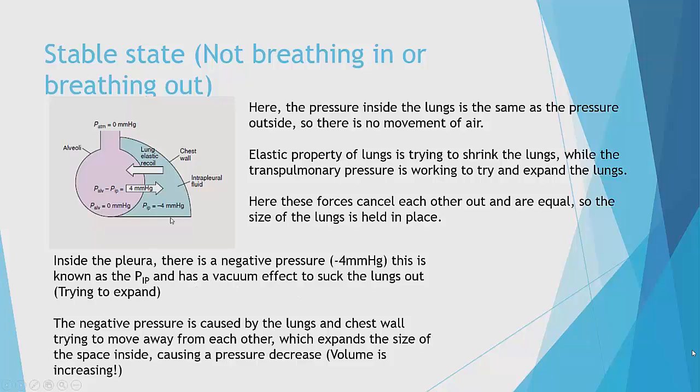And what actually happens is there's a vacuum effect. If you imagine there's negative pressure in here, it has this vacuum effect, and it's trying to pull the lungs out, expand them. This negative pressure is caused by the fact that the lungs and the chest wall are actually trying to move away from each other. So this expands the size of the space inside, and it causes the pressure to decrease because the volume here is increasing. If you imagine these two are trying to pull away from each other, it causes an increase in the volume and a negative pressure, which subsequently tries to pull the lungs out more.